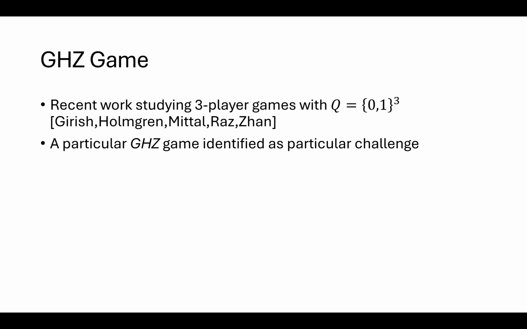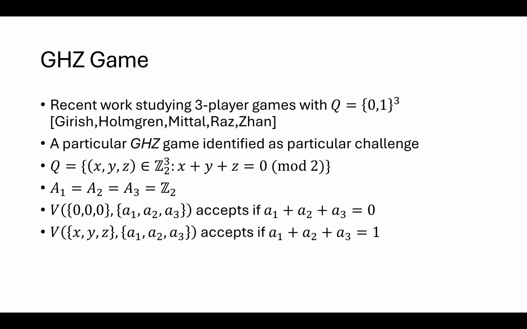To make progress on this problem of three-player parallel repetition, recent work of Girish, Holmgren, Mittal, Raz, and Zhan studied three-player games where the question set was just over the binary alphabet. So each player gets a single bit. The GHZ game was identified as a particular challenge in understanding three-player parallel repetition with binary alphabets.